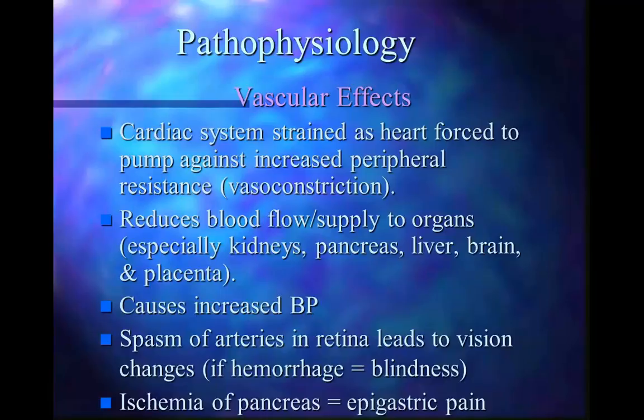And then the spasms of the arteries in the retina can lead to vision changes. And if it hemorrhages, you actually can have blindness. And then you have ischemia of the pancreas because of it not getting enough perfusion, and that causes epigastric pain.